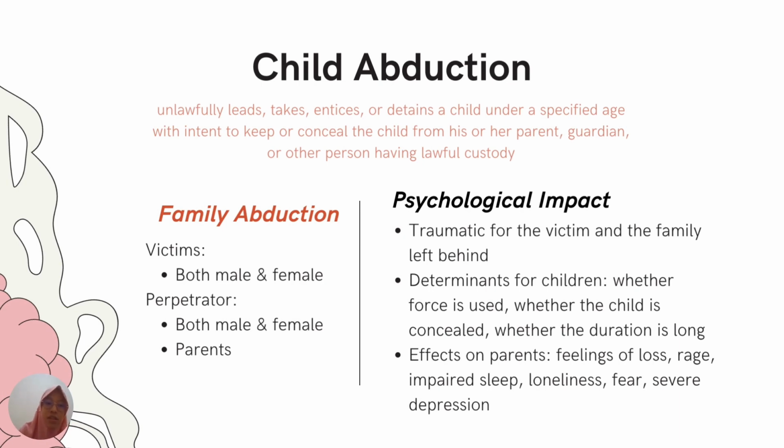Next, the last one is child abduction. It is defined as unlawfully leading, taking, enticing, or detaining a child under a specified age with the intent to keep or conceal the child from his or her parent, guardian, or other person having lawful custody. Usually, child abduction is classified into two types: family abduction and acquaintance or stranger abduction.